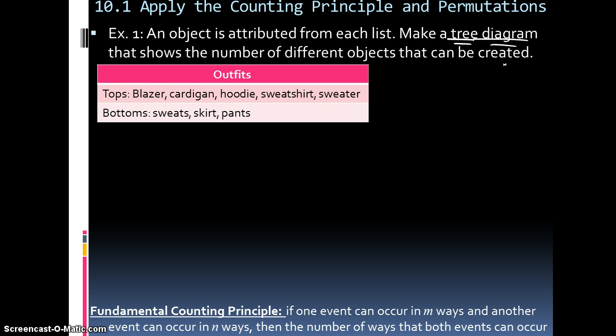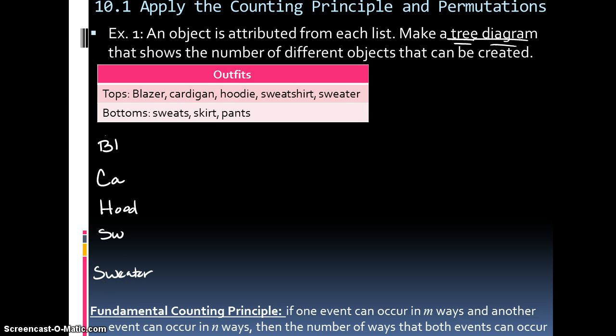So we're going to use a tree diagram to figure out how many different combinations of outfits we can create if we have these types of tops and these particular choices for our bottoms. Should look a little bit familiar to you. You're going to start with the tops, and we have a blazer, which I'm going to use BL. We can have a cardigan, so CA. We can have a hoodie, or we can have a sweatshirt, or we can have a sweater.